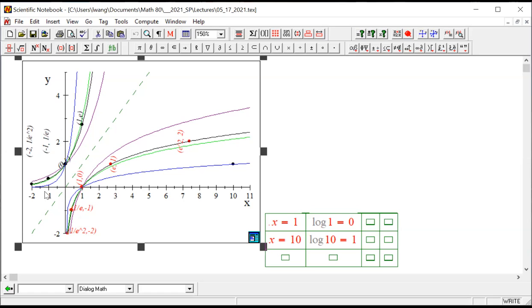How about horizontal asymptote? All 1, 2, 3, 4, right? They have the same horizontal asymptote, which is the y-axis, x equals 0. And all four have the same vertical asymptote, which is the y-axis, x equals 0. Okay, so we studied those yesterday. And of course, there are other interesting properties to study as well.